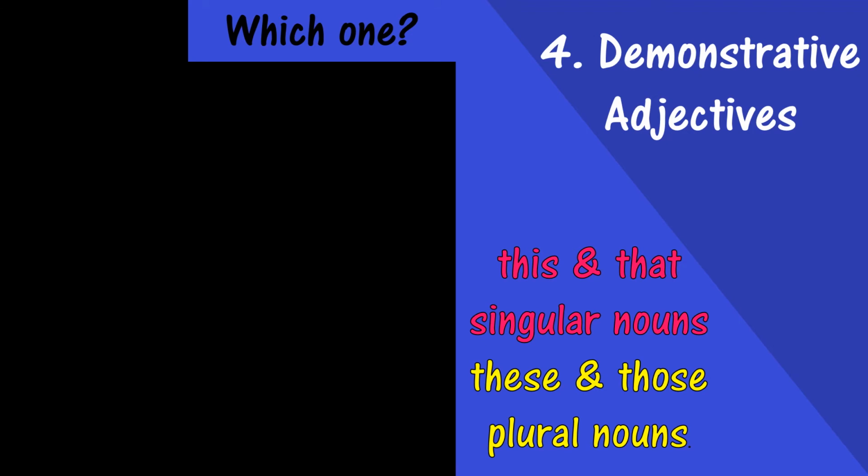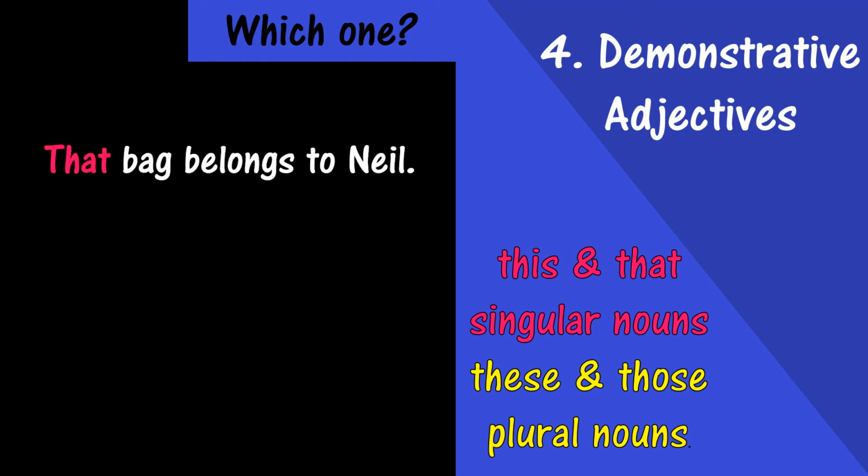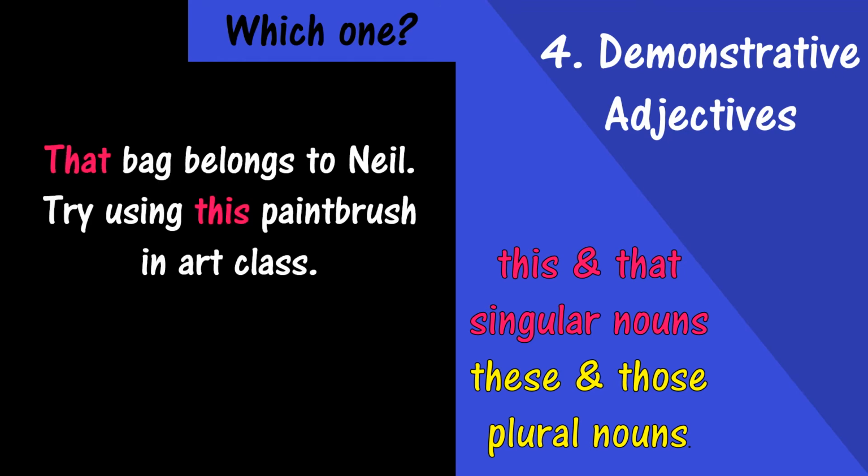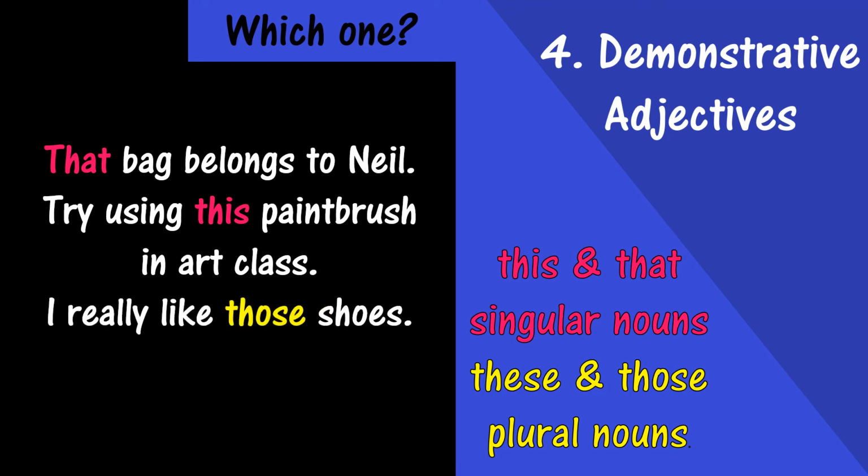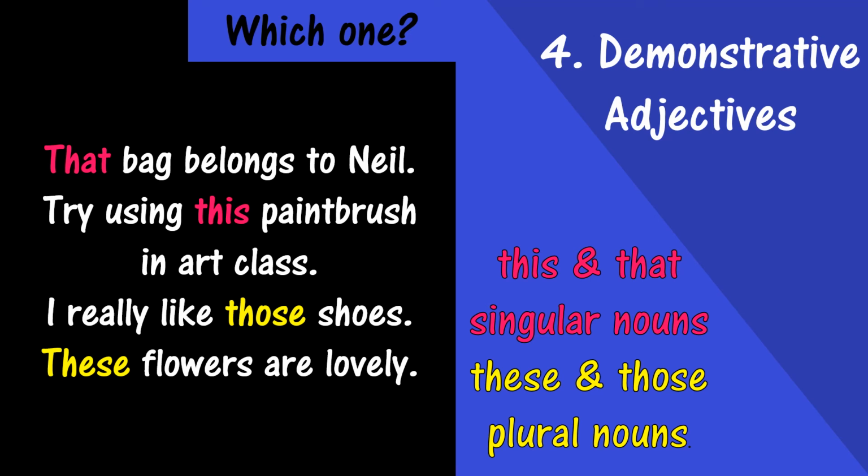Now let us take a few sentences. That bag belongs to Neil. Try using this paintbrush in art class. I really like those shoes. These flowers are lovely. So here the demonstrative adjectives are that, this, those, these.